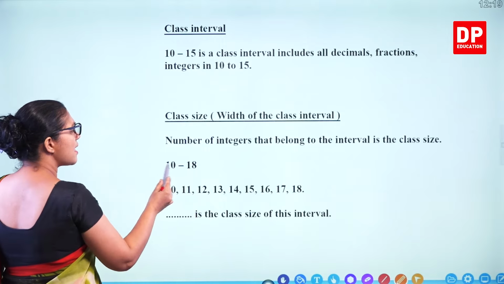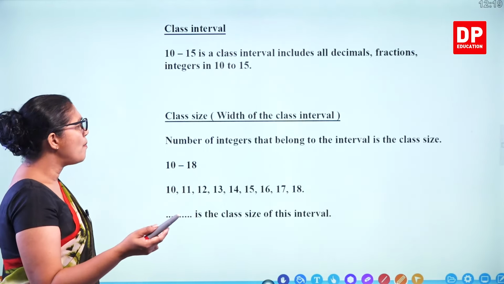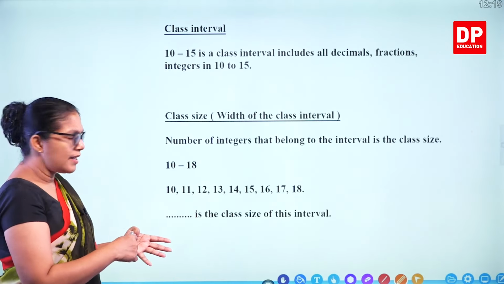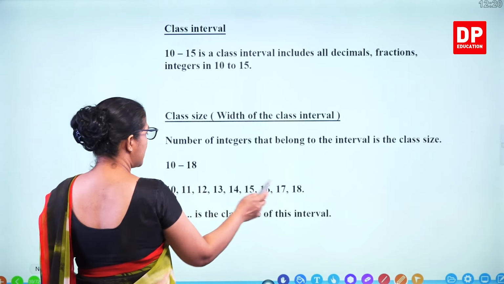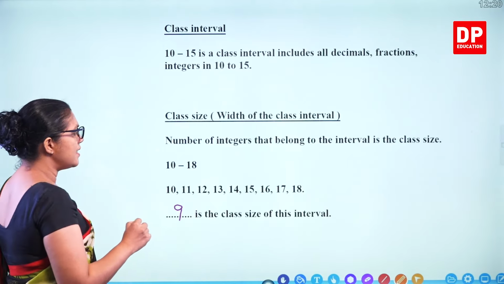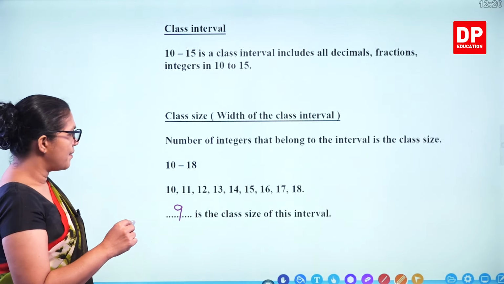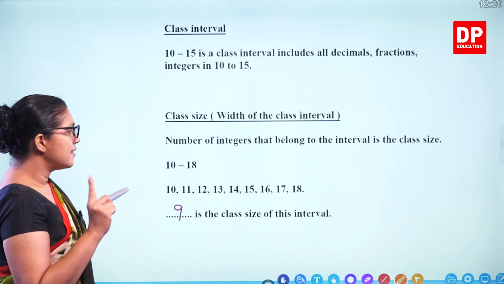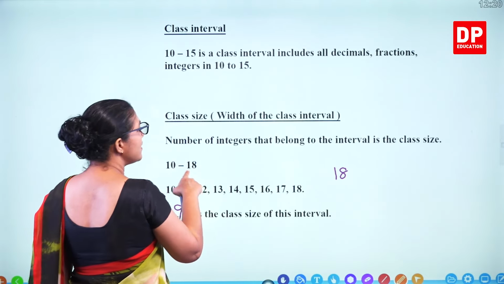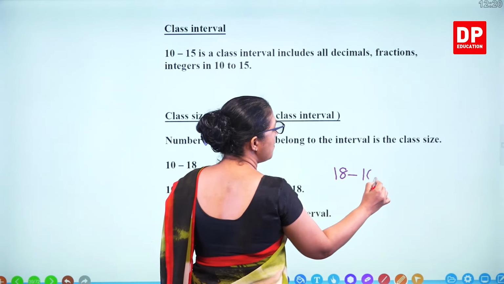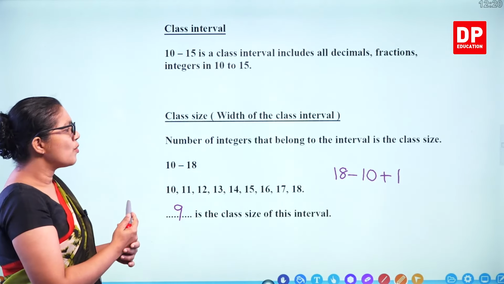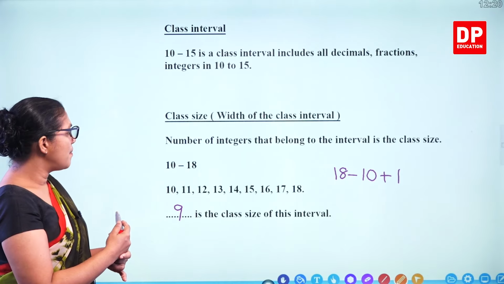That means the number of integers that belong to that interval. Take this example, 10 to 18. What's the class size, or width of the class interval? From 10 you get 11, 12, 13, up to 18. How many digits are there? 1, 2, 3, 4, 5, 6, 7, 8, 9. So 9 is the class size. How do you get the class size? You subtract the lower limit from the upper limit and add 1, because those are included. So 18 minus 10 is 8, 8 plus 1, 9.